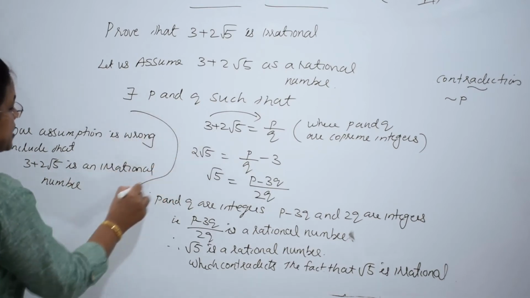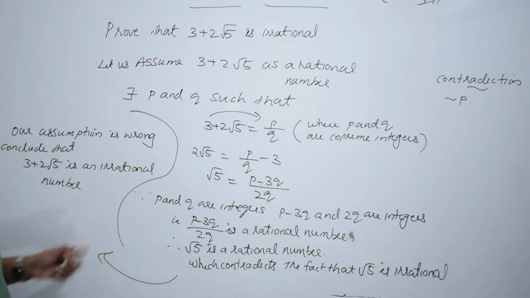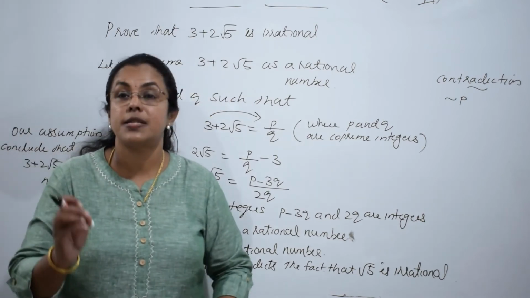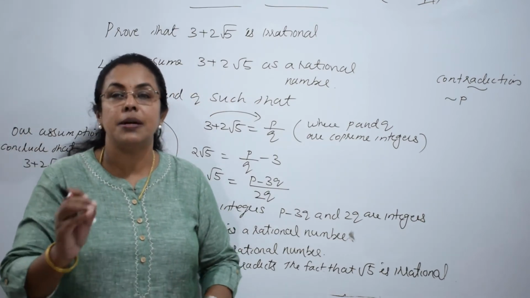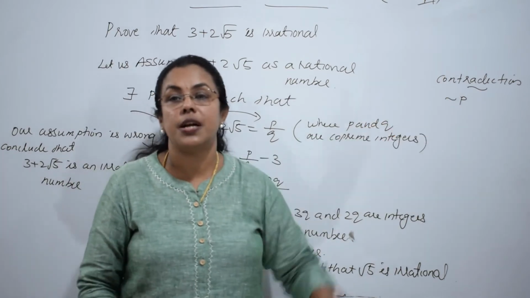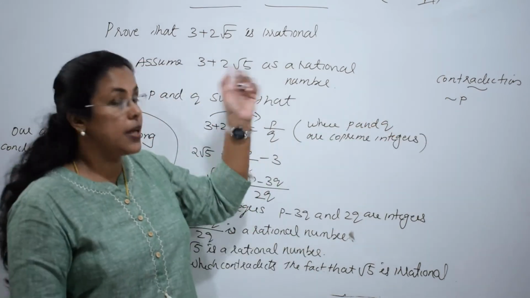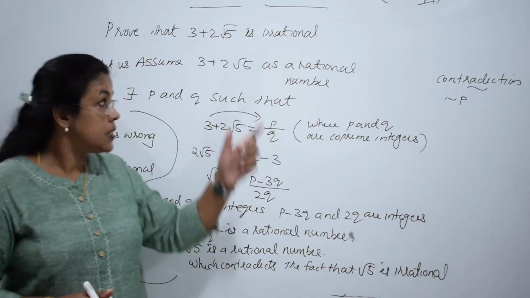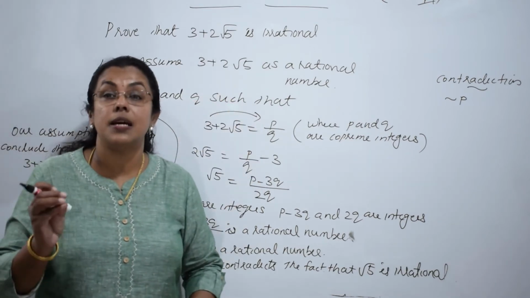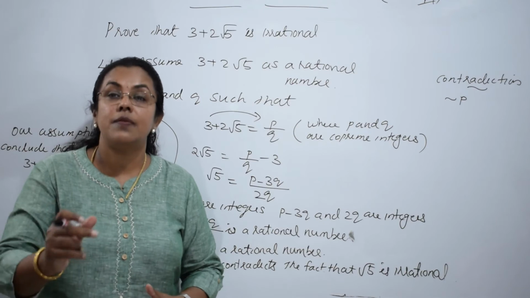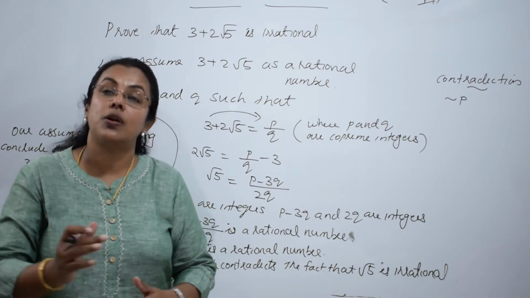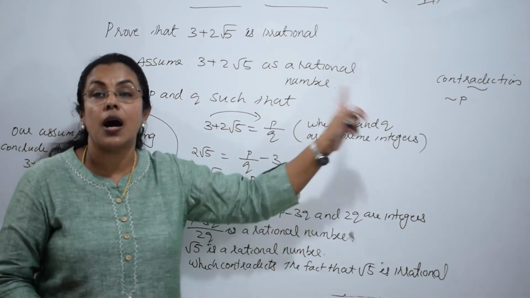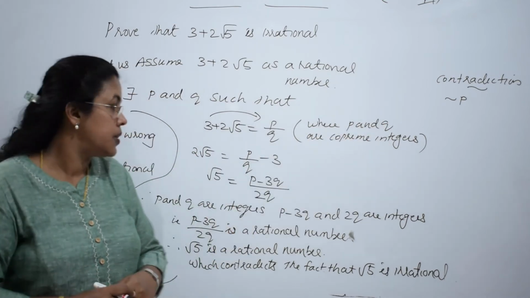I am explaining it once again. Please look carefully. We have to prove 3 plus 2 root 5 as an irrational number. The method used is method of contradiction. That means take the opposite of it as true. Let us assume 3 plus 2 root 5 as a rational number. Then we can write it in the form P by Q, where P and Q are coprime integers.